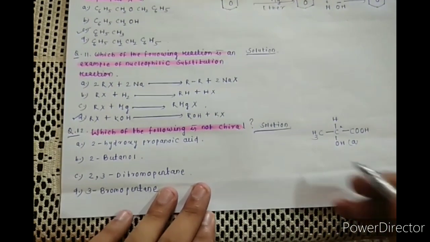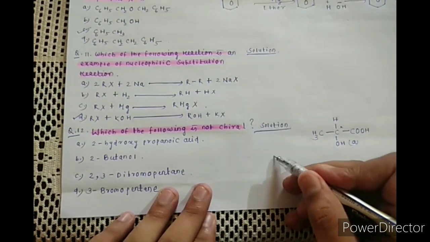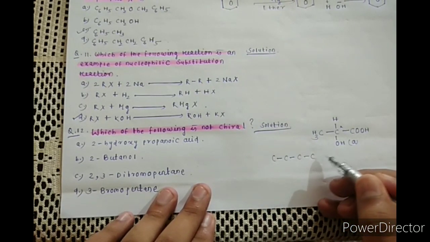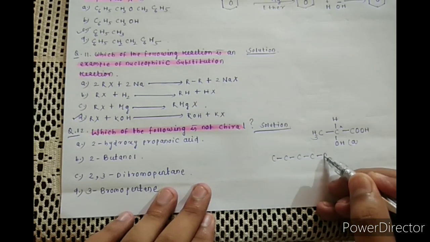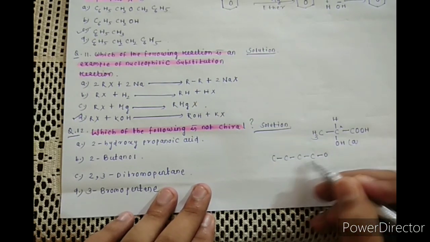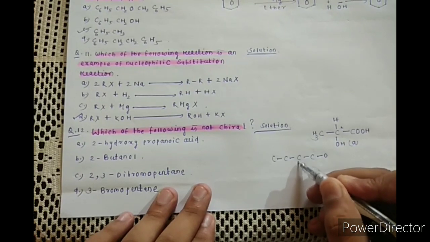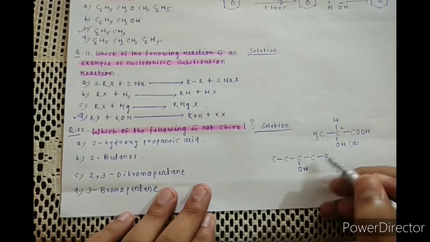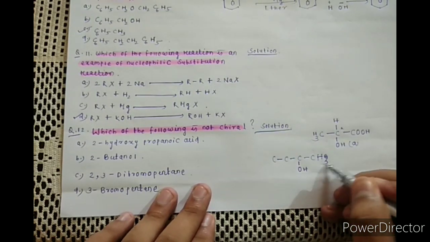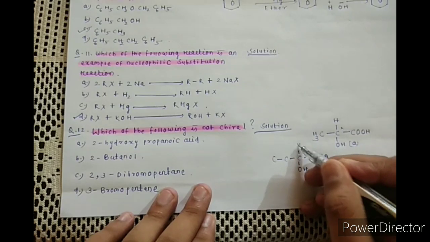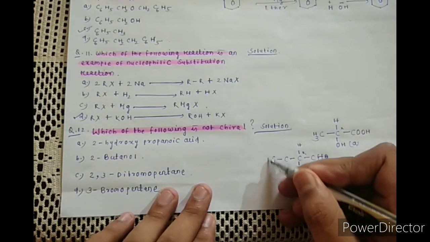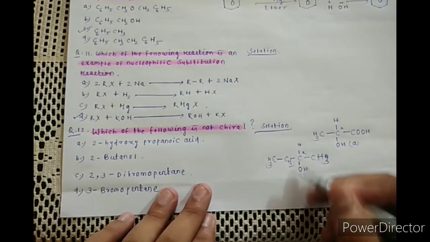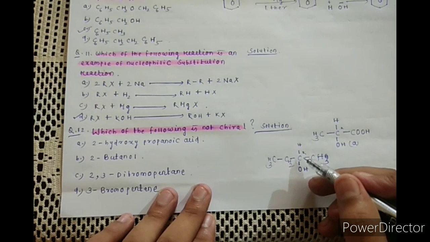So now come to 2-butanol. The butanol formula: this is 1, this is 2, this is 3, this is 4. The position of the OH group will be 2, means here. This is called butan-2-ol. Now look here, this is CH3, and this is CH3. Is this carbon a chiral carbon or not? Because it has 4 different groups: this is an ethyl group, this is a CH3 group, this is an OH group, and this is a hydrogen. Hence this is also a chiral carbon.